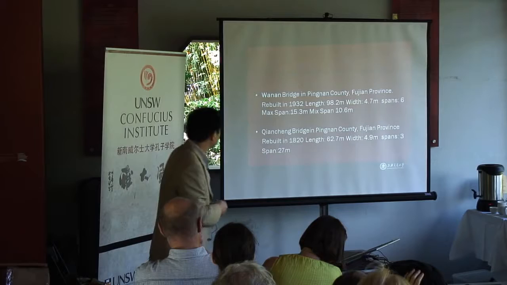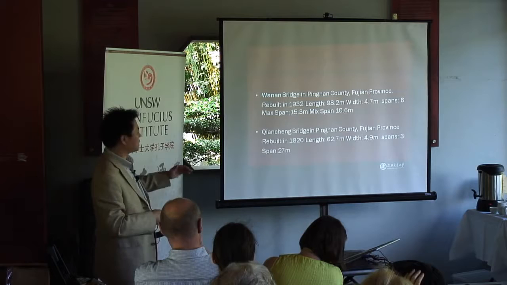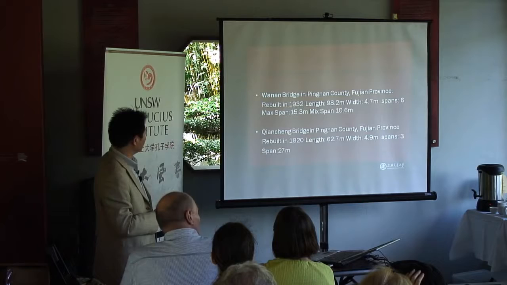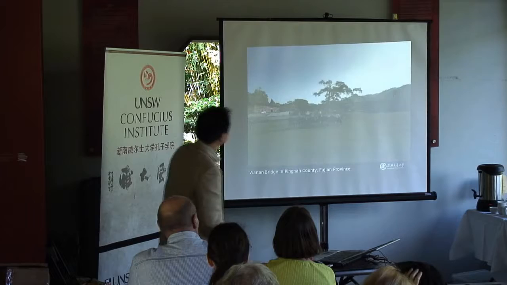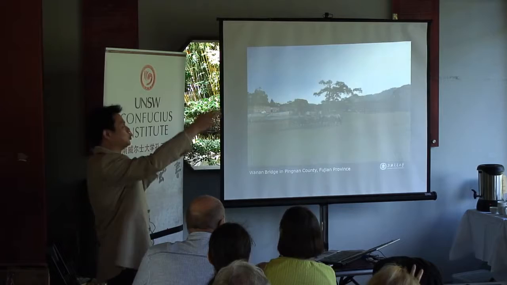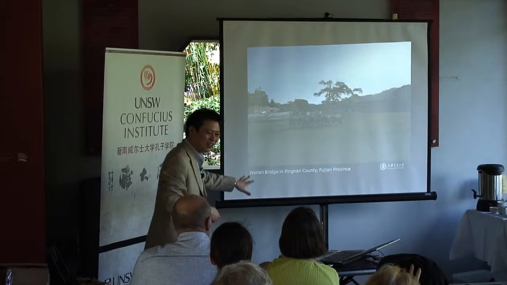The other bridge with three spans, also in Pingnan County, in Fujian Province. This one was built in 1820. But this house is so light, so the picture is not so good. Actually, it's very beautiful.